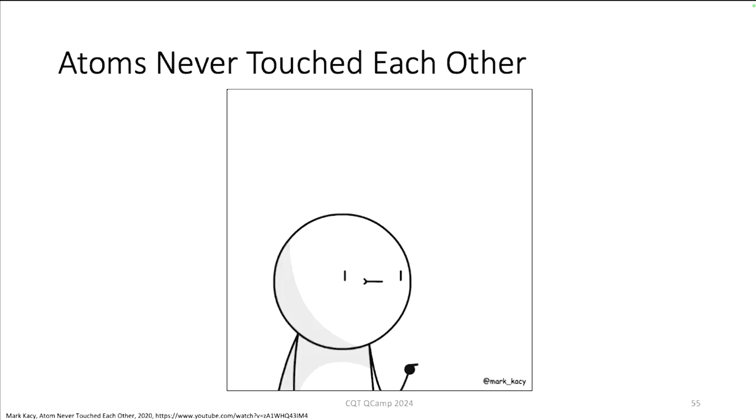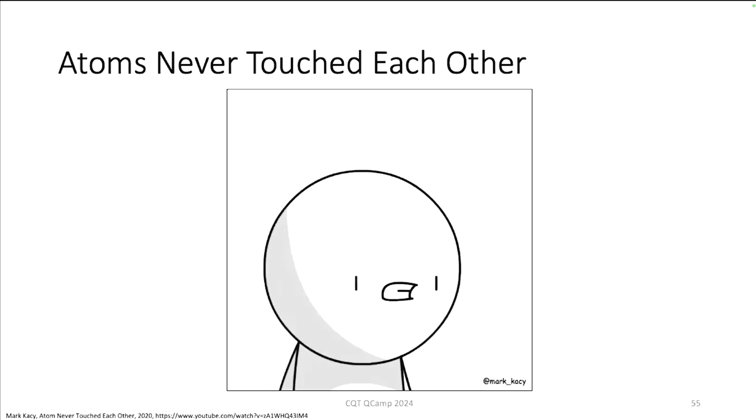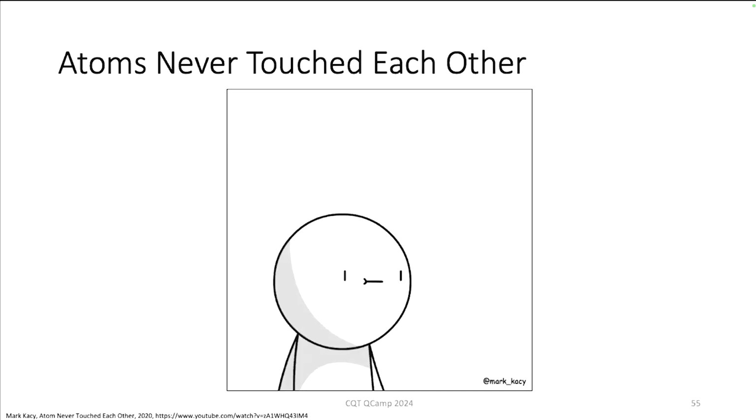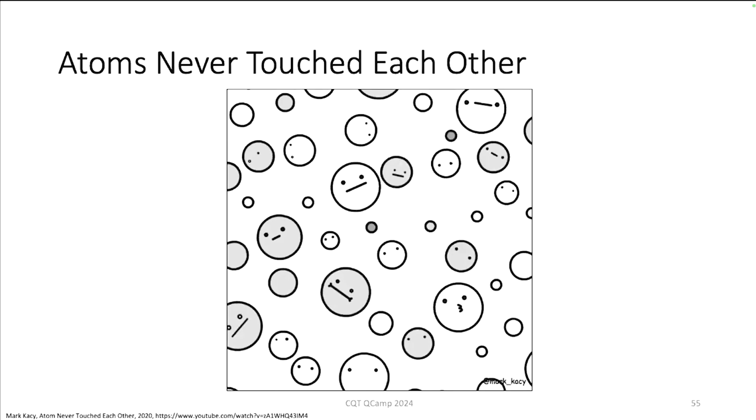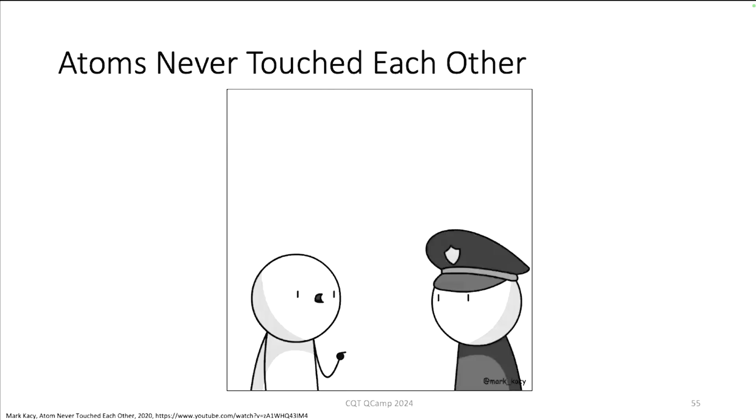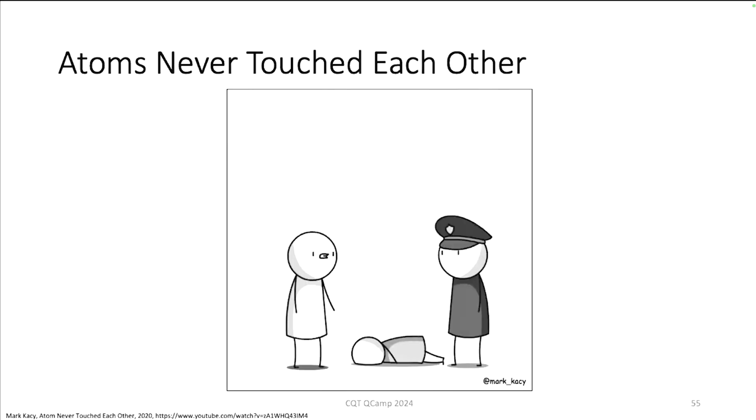So as you notice, right, atoms don't actually come together and collide. They are all actually at a distance. So this is one joke: atoms never touch each other, and since we're made of atoms, we've never touched anything in our entire lives. So to answer your question, officer, no, I did not punch that kid.